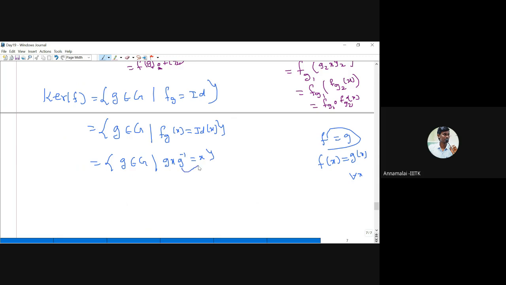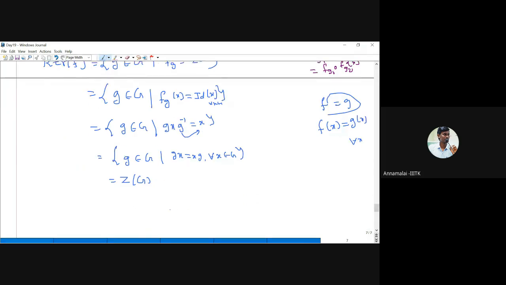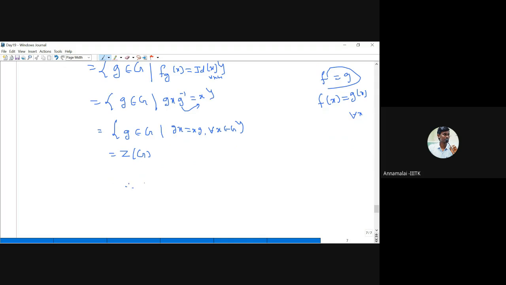Now take this g inverse to this side. So what will you get? The set of all g, we are collecting g such that this holds for every x in G. So this is nothing but Z of G, because we are collecting the elements which satisfy the commutative property with every element. Therefore, the kernel is Z of G. By the first isomorphism theorem, G by kernel is isomorphic to the image. Therefore, G by Z of G is isomorphic to the image. Just now we proved this is an onto function. Therefore, this is isomorphic to the inner automorphism group.